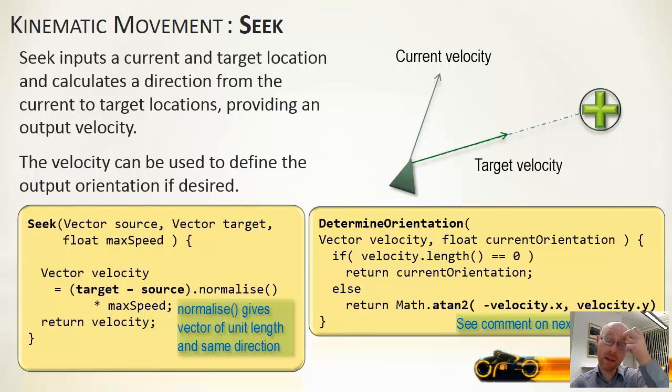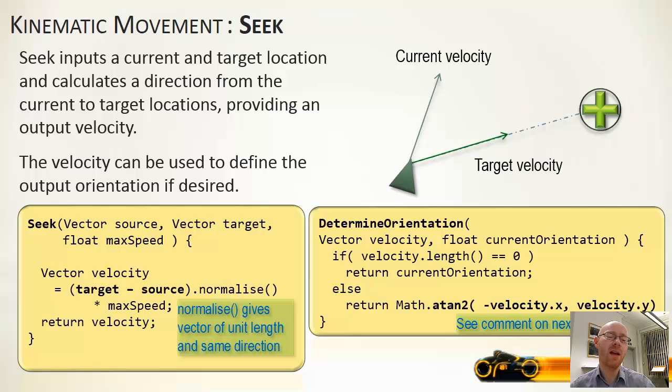So for the seek algorithm over on the left hand side, for parameters we're taking in a vector of whereabouts we're at, and we're taking another vector of where we want to get to. And because we're outputting a velocity here, we need to have some indication of how big this velocity should be. So max speed is going to be how fast we're moving towards our target location.